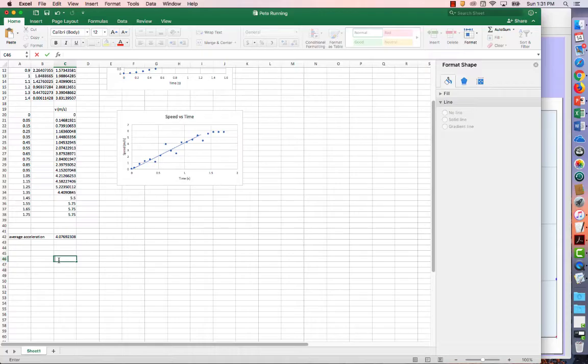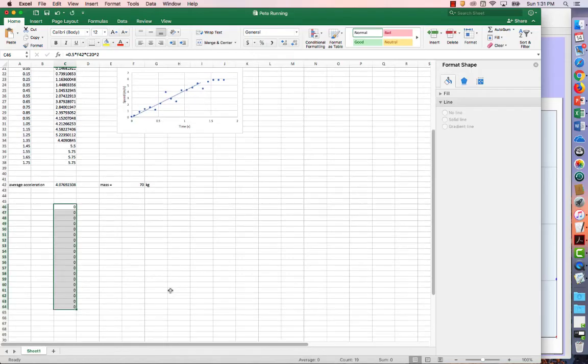It's equal to 1/2 mv squared. 0.5 times my mass, which I could put here, times v squared. The only problem is now I have to put a value in here for my mass, and I'm going to say I'm about 70 kilograms. So mass equals 70 kg. And now I can see what my kinetic energy does as I speed up.